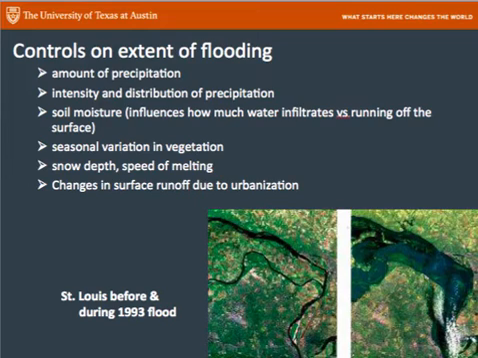Seasonal vegetation can change the amount of flooding by absorbing or not absorbing additional moisture. The amount of snow and the speed of the snow melting is a significant factor in many floods, and the change of the surface area due to urbanization can make dramatic changes in flooding along certain areas. So if you've taken out ground that might absorb water and replaced it with cement, for example, then you're going to increase flooding by causing more runoff.